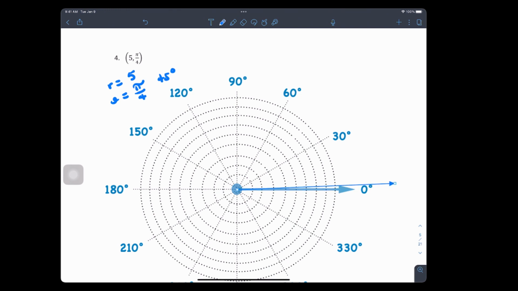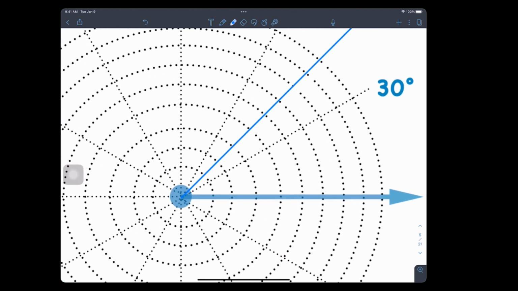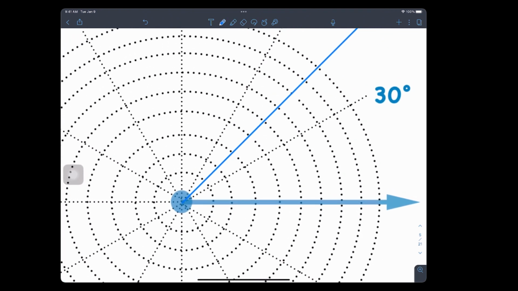You're going to take this ray and rotate it 45 degrees. Now you say, where's 45 degrees? Well, I don't have it labeled there, but it's between 30 and 60. Is that right? So I just want you guys to know this is a 45 degree angle here. But what's your radius? Radius is 5, so I'm going to have to go up 5 units. So you say, okay, 1, 2, 3, 4, 5. So here's going to be the location P, and that's 5, pi over 4.